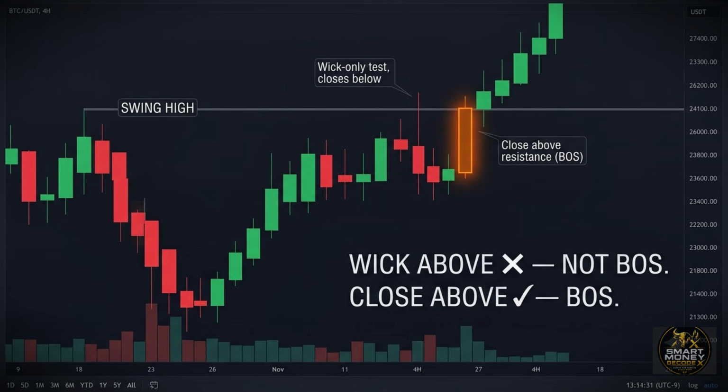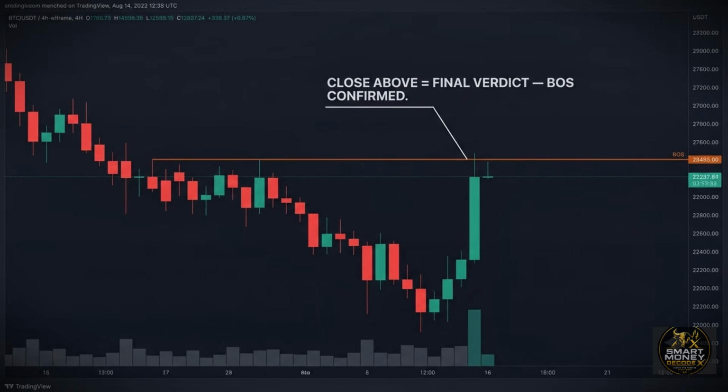A wick above a swing high is not a break of structure. The candle must close above it. The close is the final verdict. As we learned in video 4, the close represents who won the negotiation. A close above the previous swing high means buyers won the negotiation at that level decisively.